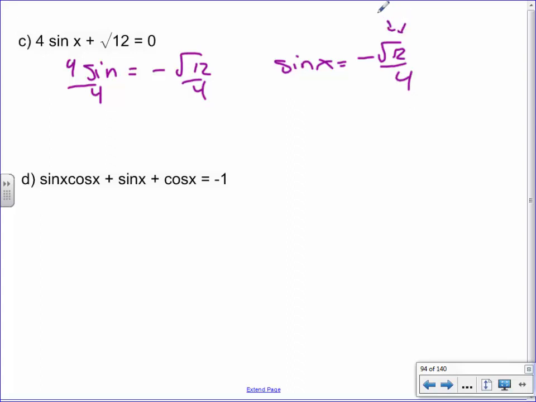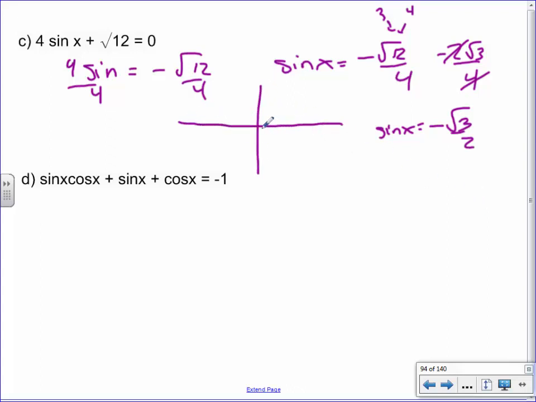Root 12 can actually be broken up into a 3 and a 4. But the 4 square roots to give you a 2. So you can actually call it minus 2 root 3 over 4. Then I can cancel the 2 and the 4, and it actually gives me negative root 3 over 2. So it took a little bit of algebra work to manipulate it to that point, but now it's back to being really straightforward, right? Where is sine equal to negative root 3 over 2? Well, sine is negative in this quadrant here. It's also negative in this quadrant here.